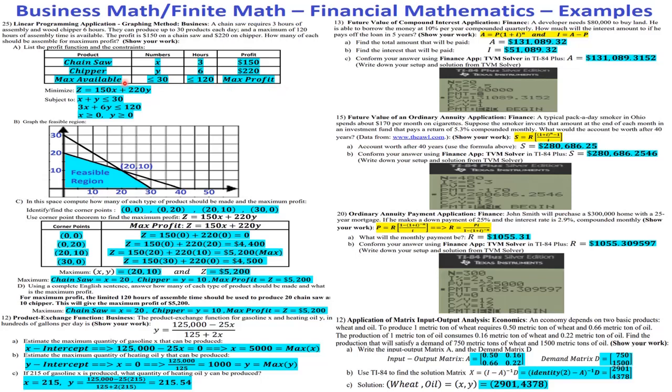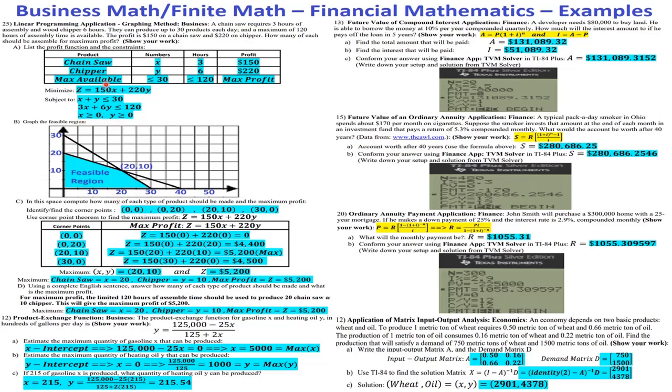The maximum available is you have only 30. The numbers are less or equal to 30, and the hours are 120 or less. So that is maximize z equals 150x plus 220y. Subject to the constraints: x plus y has to be less or equal to 30, and 3x plus 6y has to be less or equal to 120. Then x and y are, of course, greater than or equal to 0.